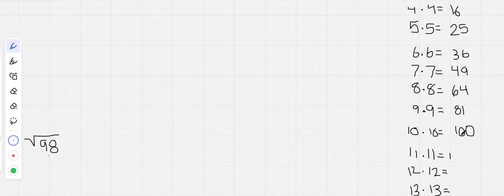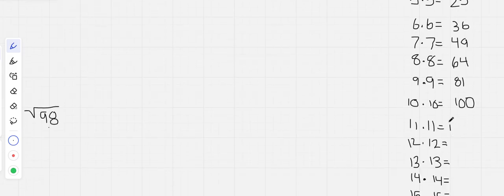11 times 11 is 121. 121 is a perfect square. 12 times 12 is 144. 144 is a perfect square. And 13 times 13 is 169. 169 is a perfect square.